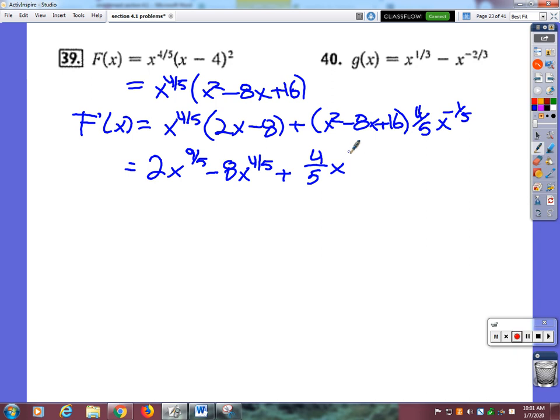X to the 9/5 again. So that's fun. Minus 8x to the 4/5. Oh, sorry, I forgot, 8 times 4/5 is 32/5, x to the 4/5, plus 4 times 16 is 64/5 x to the negative 1/5. Yeah, that's wonderful, isn't it? Okay, got some like terms to combine.